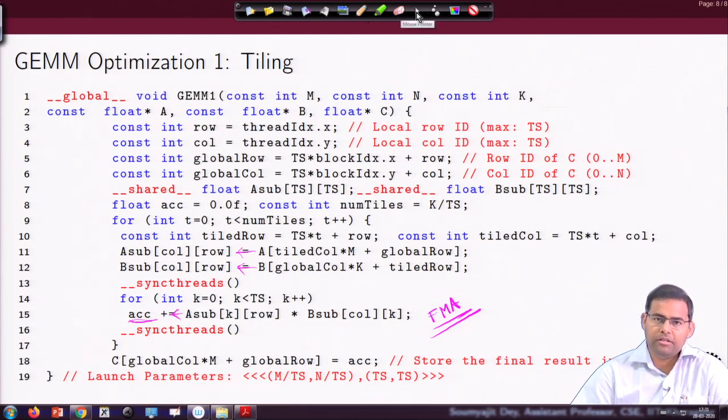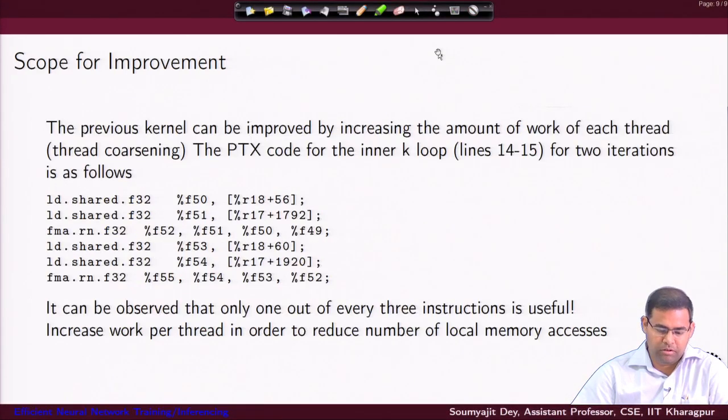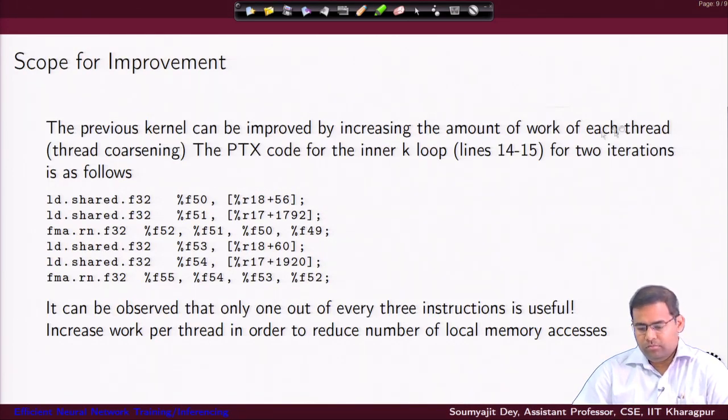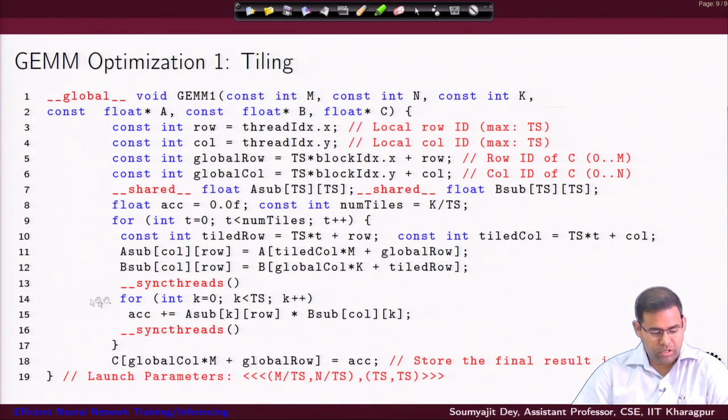Now, if you try to analyze how this program performs, let us have a look into the intermediate code, or the PTX code, that will be generated for this kernel. So, this is a peek into the PTX code for the inner loop, lines 14 to 15. So, this is the inner loop. As you can see, we are doing two loads from the shared memory, because of course A sub and B sub are in the shared memory, and we are then engaging the fused multiply and add units, right.